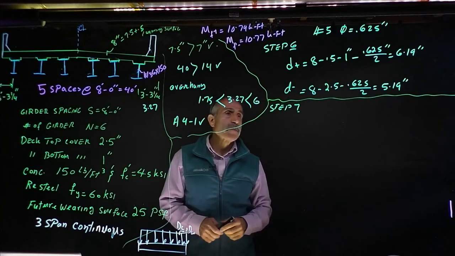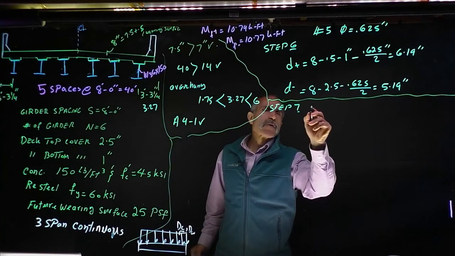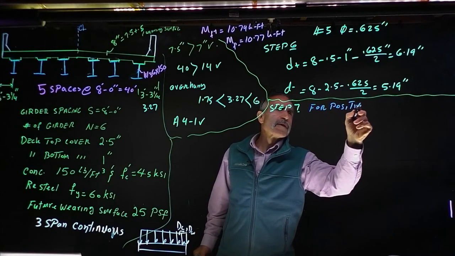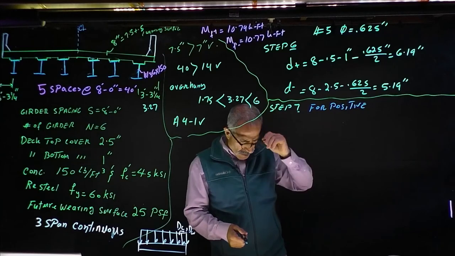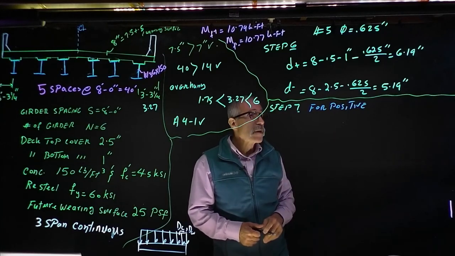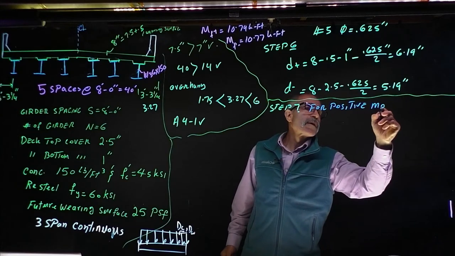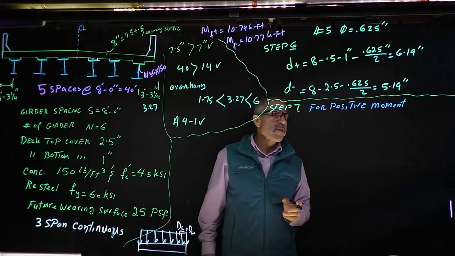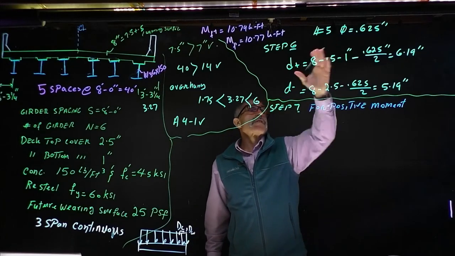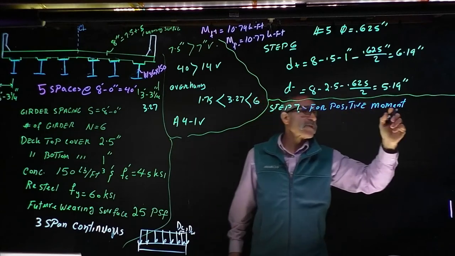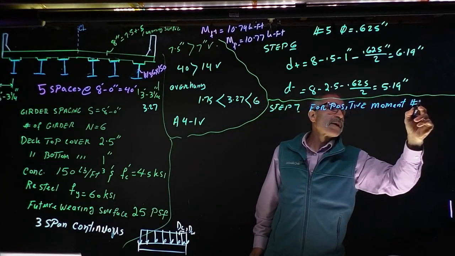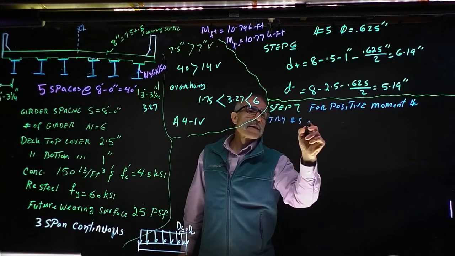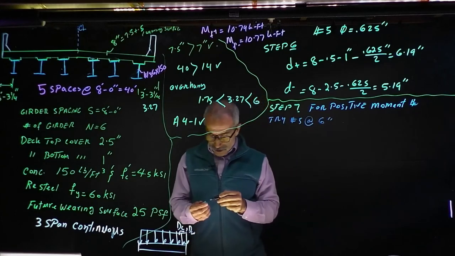Go ahead and try the positive moment, and step's going to be 7 for positive moment. Did I screw that up? Positive moment. Can't spell, that's why I became an engineer. So for positive moment, we're going to assume number 5 rebar, and let's go at 6 inches. Try number 5 at 6 inches spacing.